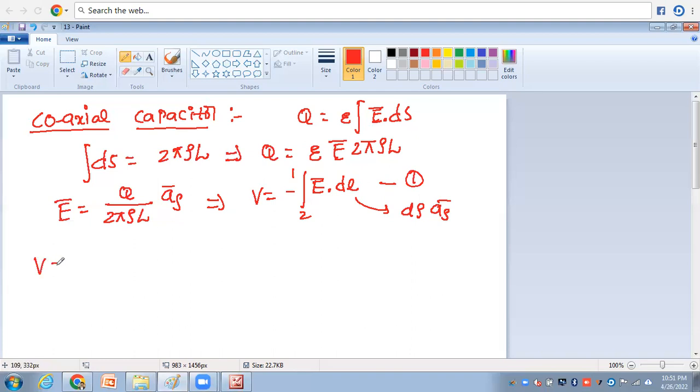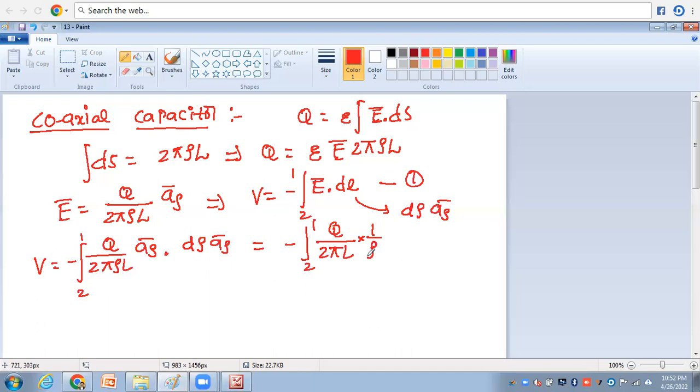Substitute one by one. Now V equal to integral 2 to 1, E bar dot dl, where E bar is Q by 2 pi rho L a rho bar and dl means d rho a rho bar. Then the final expression is minus integral 2 to 1, Q by 2 pi L, which is also constant, times 1 by rho d rho.